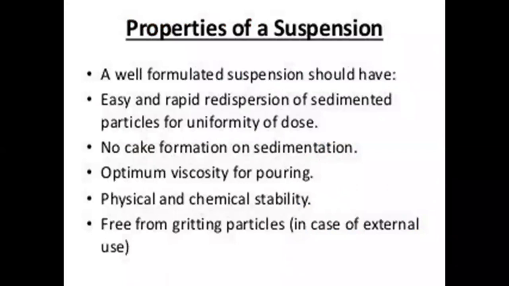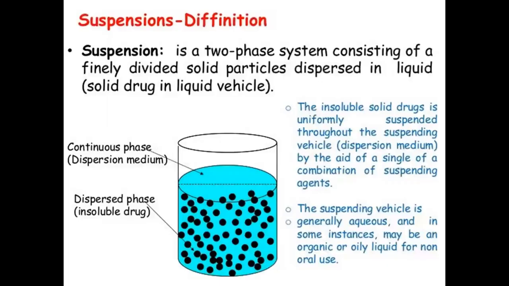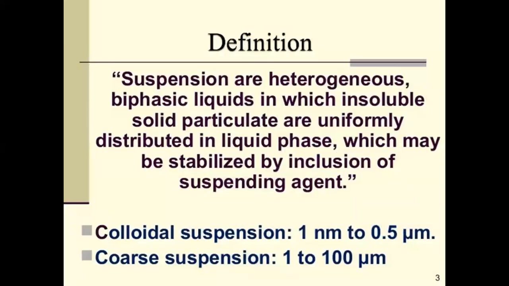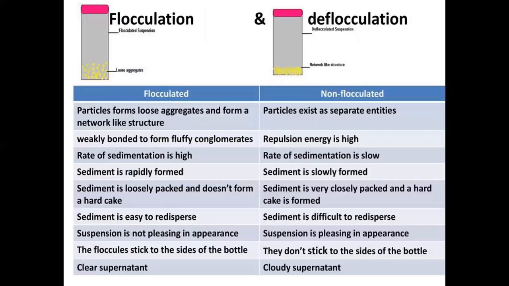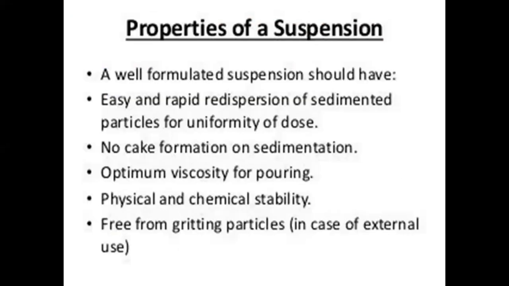The next, properties of suspension. Good qualities of suspension. A formulated suspension should have following properties: easy and rapid redispersion of sedimented particles for uniformity of dose. म्हणजे sedimentation particles suppose खाली जात असतील, by proper mixing, stirring or shaking, it is easily available. So easy and rapid redispersion. जरी particles at the bottom sediment झाले असतील तरी ते by shaking properly येतात. That's why it is one of the advantage of suspension.